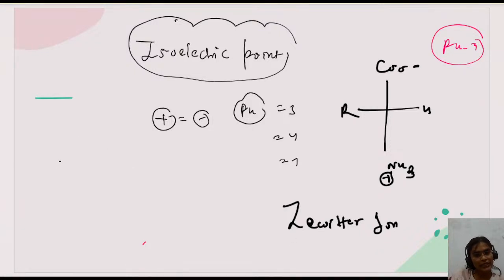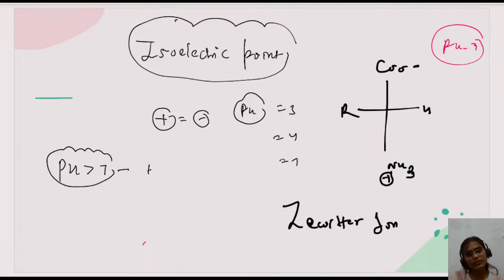Now, the second point. Suppose I'm increasing the pH, let's say greater than 7. Can you tell me, at that point of time, what is the concentration of H positive ion? Is it increasing or decreasing? If the pH is greater than 7, or the pH is high, H positive concentration is minimum in the solution. They are inversely proportional, right? So it's a minimum there.